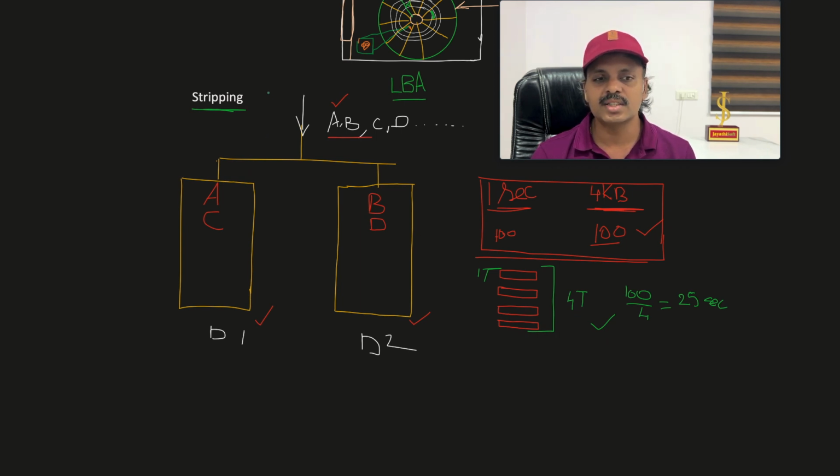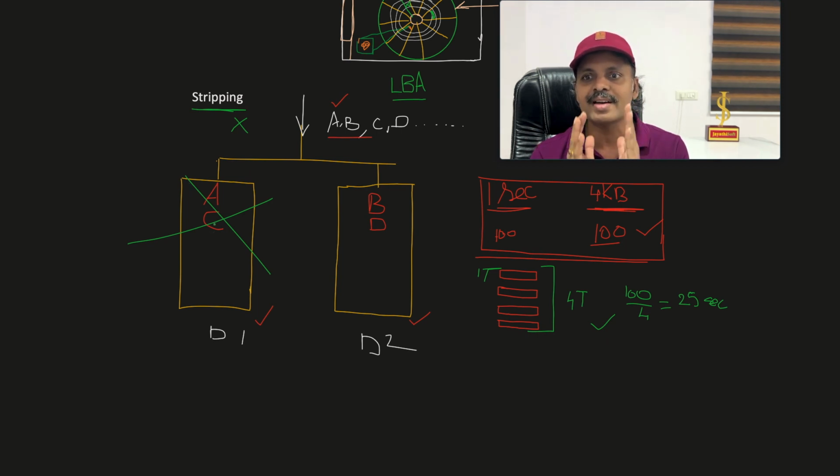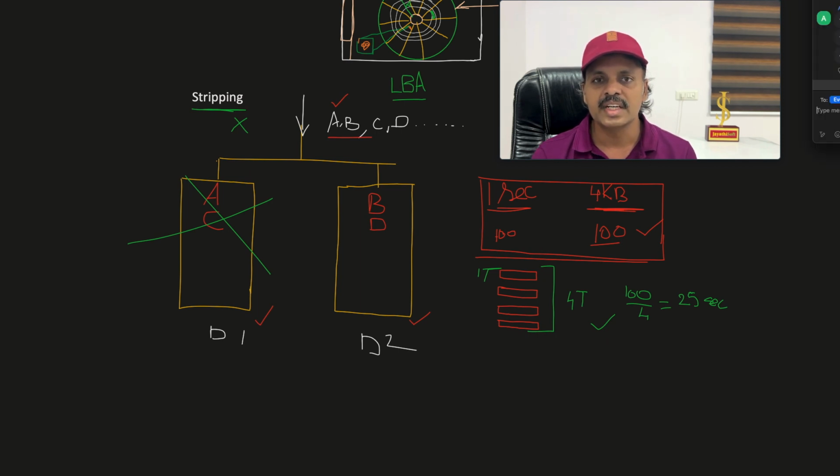So what is the disadvantage? The disadvantage of striping technology is that if one disk fails, you will lose the data. So you have data A, B, C, D. This disk is gone, so B, D and so on are missing and you will have only half the data. That half is also not readable, so technically you will be losing the entire data. So in R0, a single disk failure means you lose the entire data.